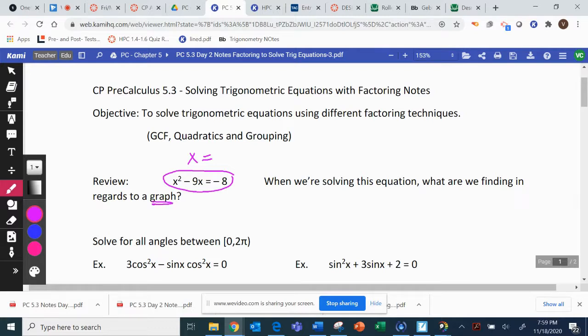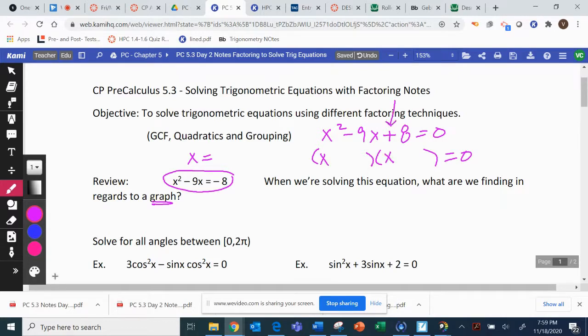Well, to solve for x here, we would move the 8 over, and we're talking about factoring, so I'm going to go ahead and factor it. We have x squared minus 9x plus 8 equals 0. And I'm going to factor by guess and check. So this will be x and x.